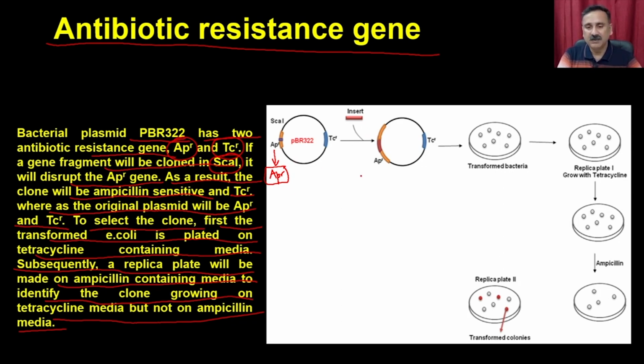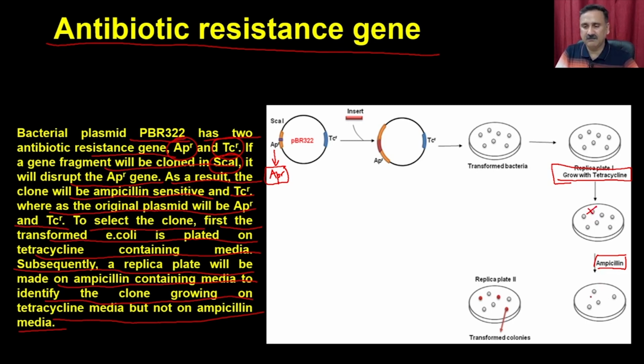Now we are going to transform this into the bacteria and get the colonies. For this transformed bacteria, you make a replica plate and grow the first one with tetracycline. When you grow them with tetracycline, both of these clones are going to grow. Then if you put them onto the ampicillin, the ampicillin is going to kill some of the bacteria.